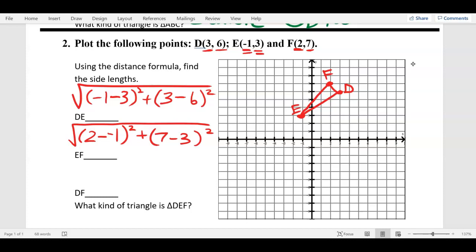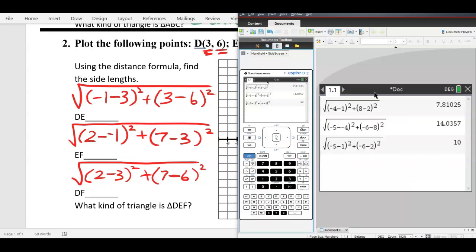Last one, DF, big old square root. From D to F, we're going to do x2 minus x1. So 2 minus 3 squared plus 7 minus 6 squared. Okay. If you can write out your formulas, then it's just a bunch of plugging it in. Let's do that.